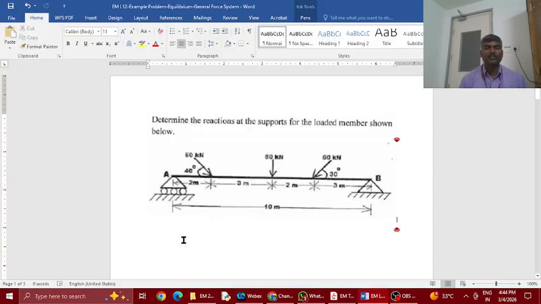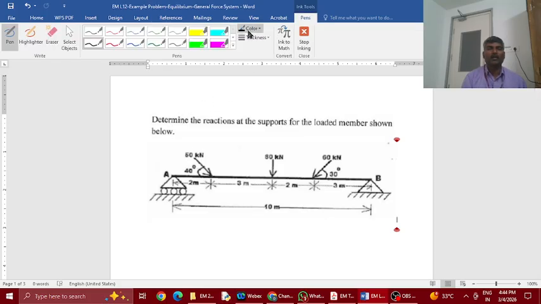Welcome. This session we'll try to solve a sample question on equilibrium of a general case of force system. So here I take this question. Determine the reactions at the supports for the loaded member shown below.